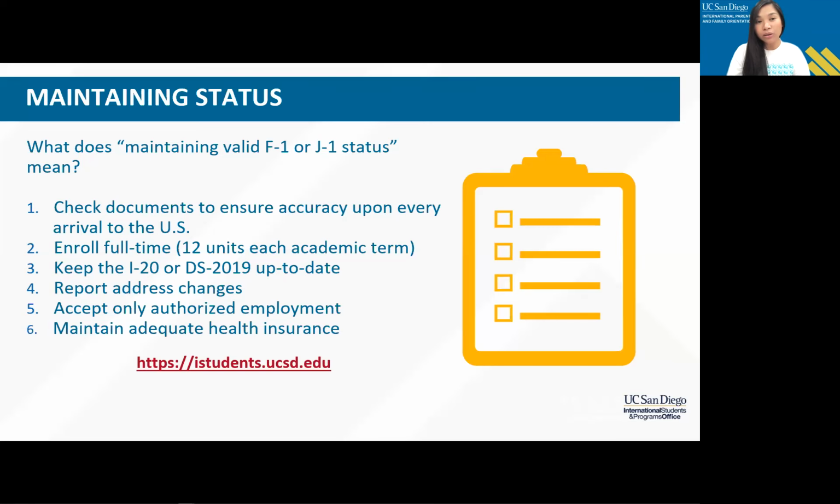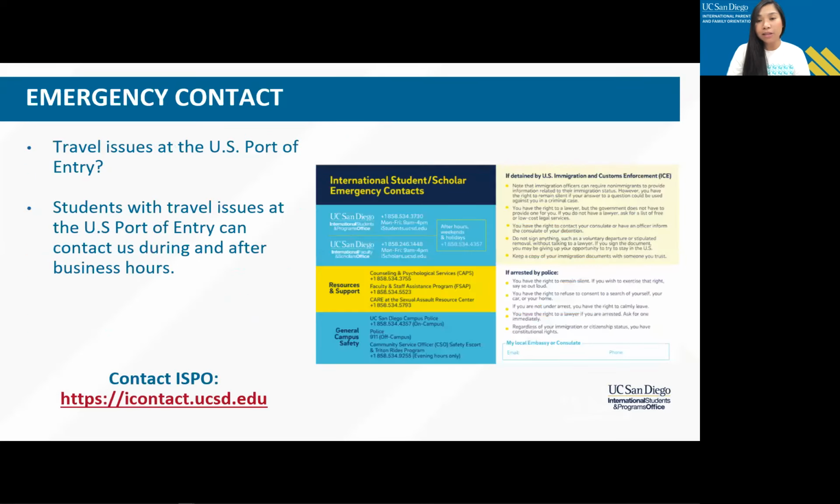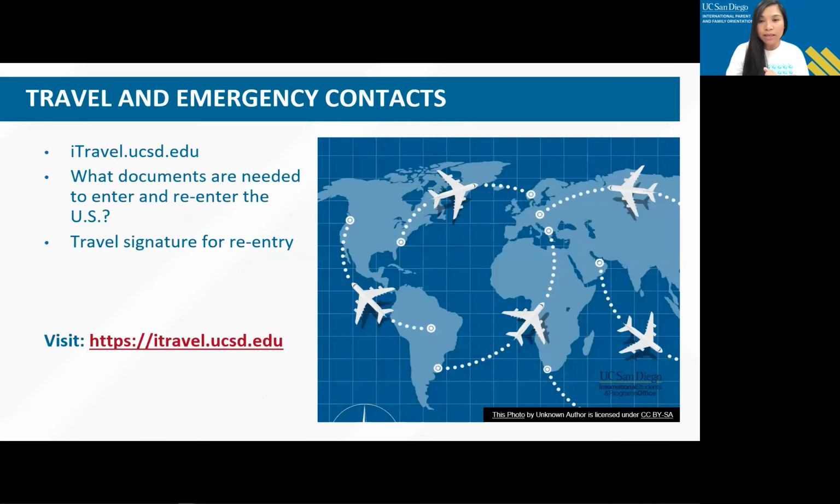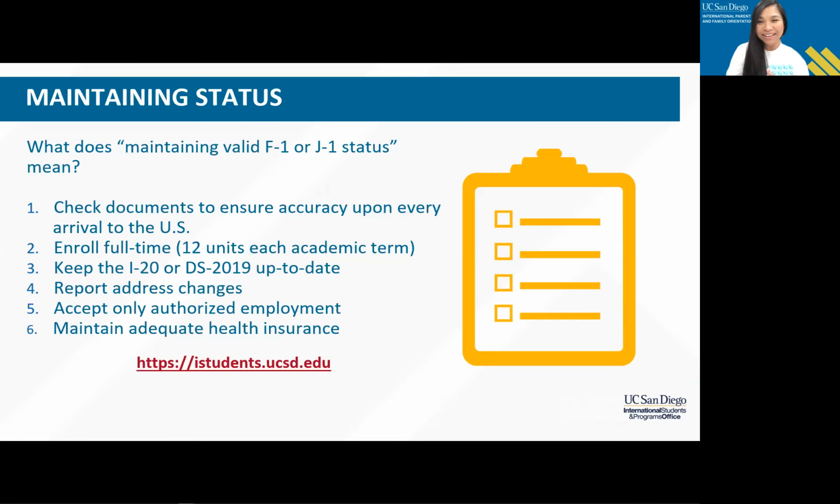Number 2, enroll full-time each academic term. We'll go one slide back here, Dan. There we are. All right. So rule number 2 is enroll full-time each academic term. Full-time enrollment is considered to be 12 units, and it will be required for our academic terms. So that is fall, winter, and spring terms.